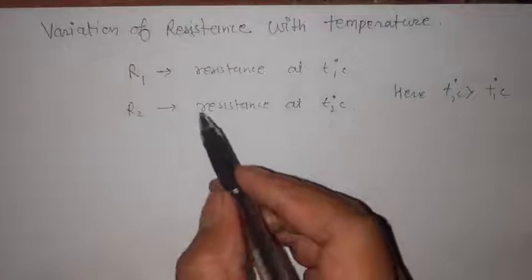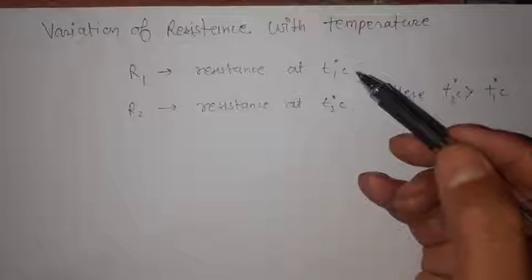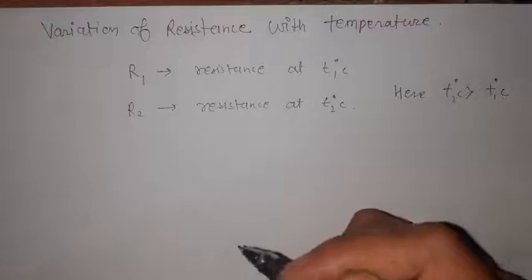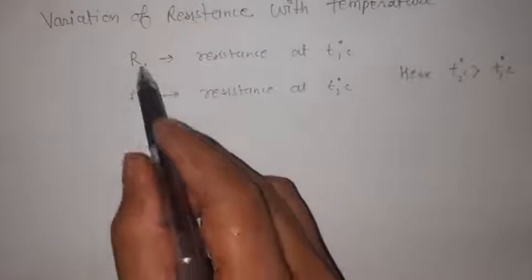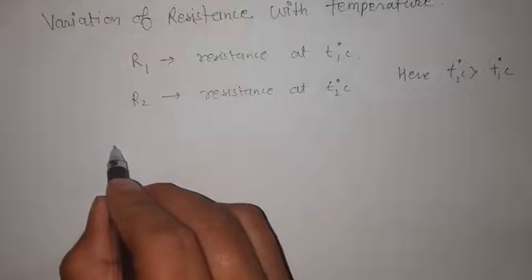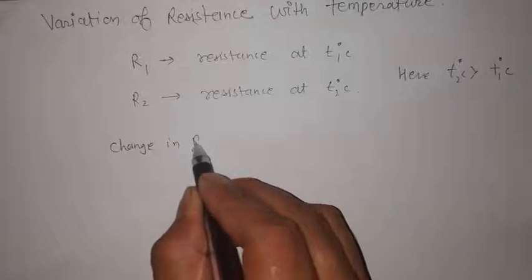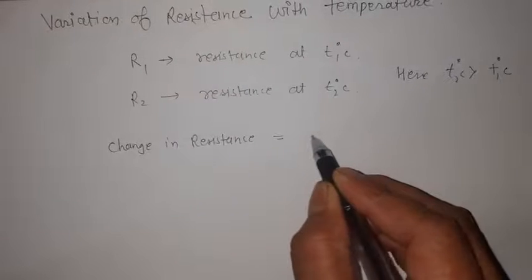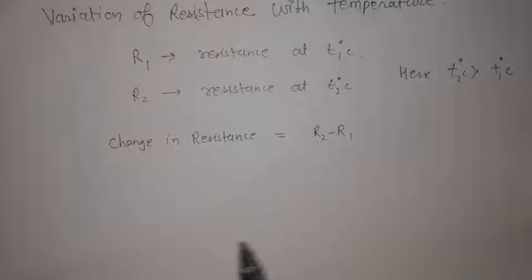So we know one thing: with the increase in the temperature, there is an increase in the collisions and thus the resistance will increase. Okay, so thus student, we are taking how much is this change? Okay, so that change in resistance we can have over here equals R2 minus R1. This is the change in resistance.